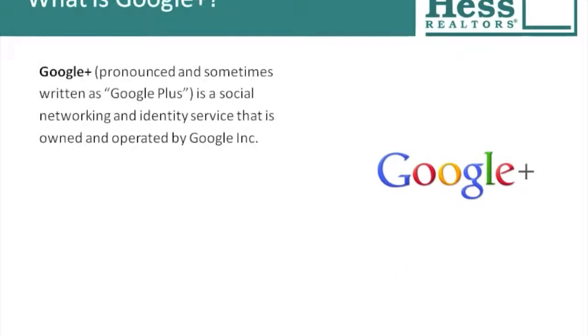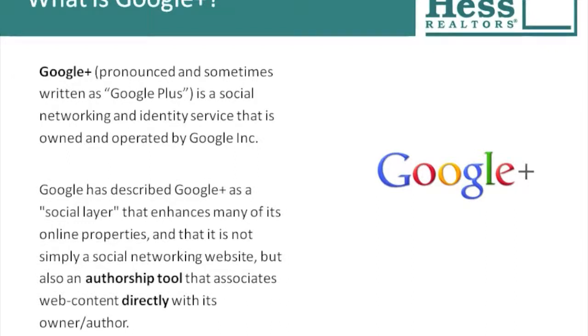So what is Google Plus? It's pronounced Google Plus. It has a plus sign in front of it when it's spelled in other ways. It's a social networking and identity service that is owned and operated by Google Inc. They've described themselves as a social layer that enhances many of its online properties. So it's not just a social networking website. It's an authorship tool as well, so Google Authorship, and it associates its web content directly with the owner and author. So are you all familiar with Google Authorship at all?